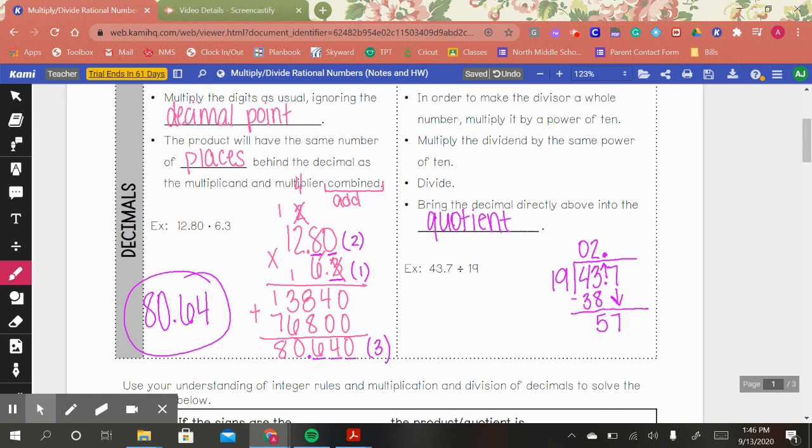Now I have 57. 19 goes into 57 3 times. 3 times 9 is 27, carry the 2. And 3 times 1 is 3, plus 2 is 5. 57 minus 57 is 0. That means that my division is done. So my answer to this one is 2 3/10. Again, I highly suggest that you pause the video, do the work on your own, and come back and get the explanation.